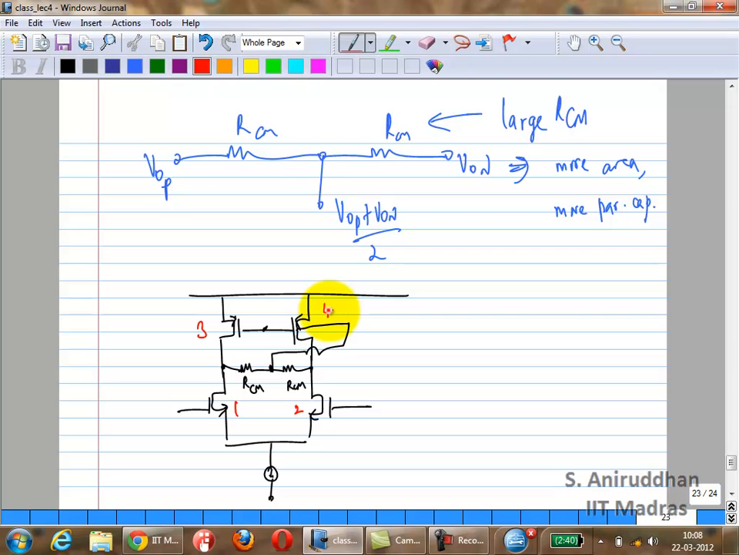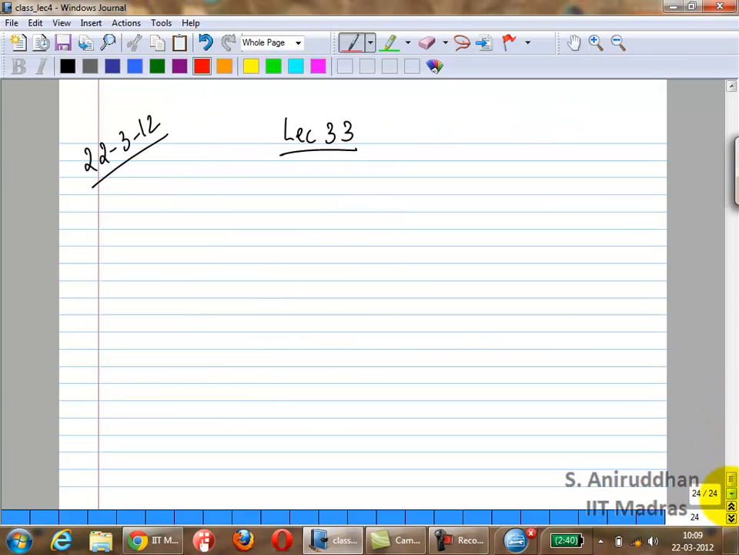And what is the gain of this? The differential mode gain. So let's say, let me draw it separately in a slightly bigger form.